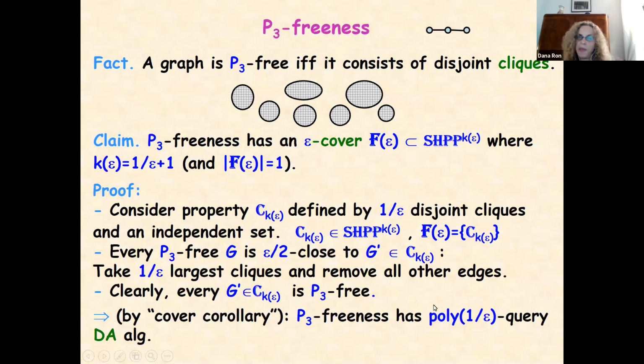And the last thing, and then I'll let you digest a bit and see if you want to ask something. If I take the cover corollary from the previous page, then I get that P3 freeness has a poly 1 over epsilon query distance approximation, because I said I need a cover. I depend poly 1 over epsilon and logarithmically on k, that's cheap, and logarithmically on f, that's very cheap. So for P3 freeness, by the cover corollary, I get what I want. I'll stop for a minute. I want to ask for questions about this.